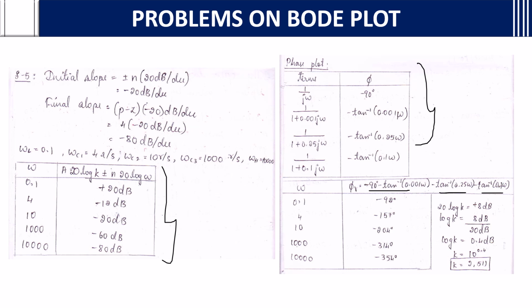Then after getting the values, you can find the K value now. That is, 20 log K is equal to 8 dB. Log K is 8 dB by 20 dB, so log K is 0.4. K equals 2.51 as the K value. Like this you can find the K value also.